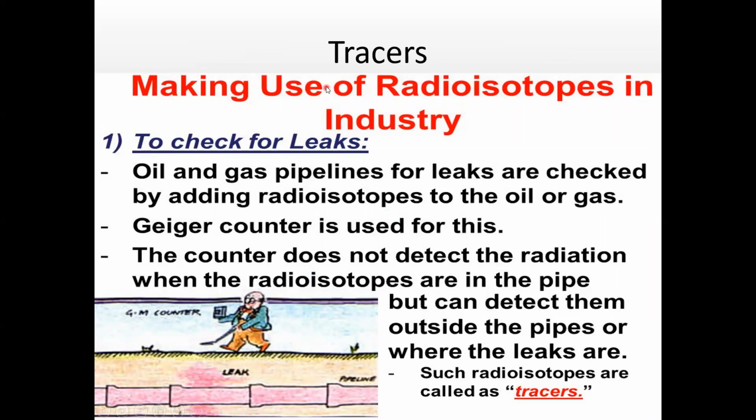We can also use it as a tracer. Tracer means we can use it to identify a leakage or a blockage in pipes. For example, there is a pipeline underground and we want to find the leakage. So what we will do, from one side we'll inject a radioactive source. The radioactive source will move with the fluid which is moving in the pipe.